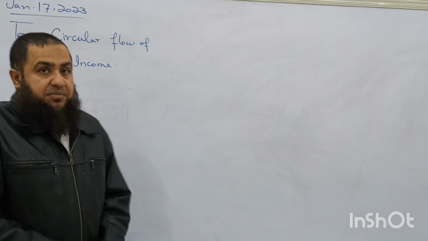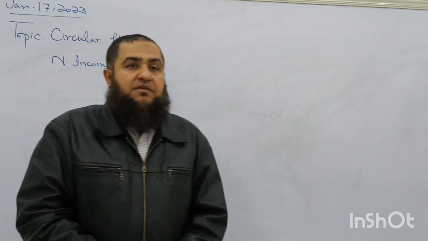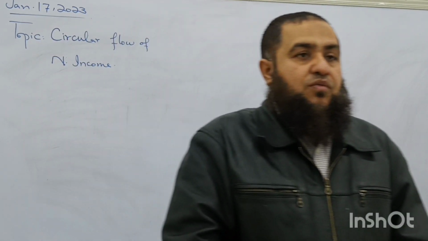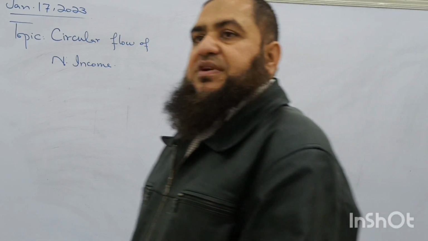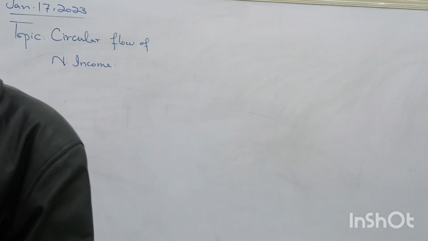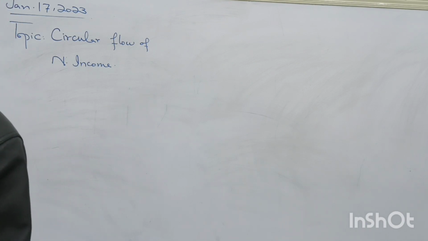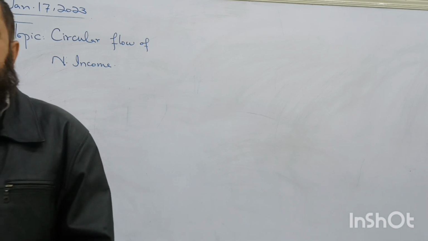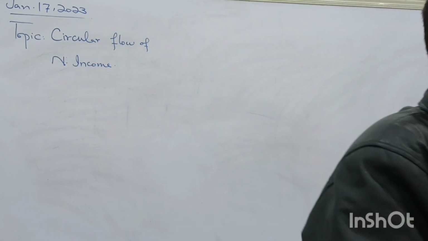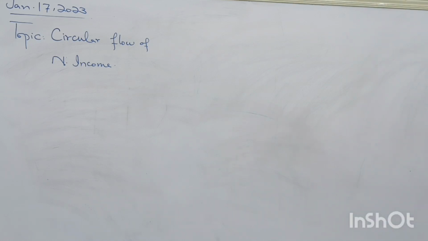Okay, today our topic is about circular flow of national income. We all know what is meant by national income. This is the income of the whole nation. And we studied how to measure it, what are the different statistics which are used to measure the national income. So first of all, we studied there are three methods of measuring national income. One is called output method, another is called income method, and third one is called expenditure method.